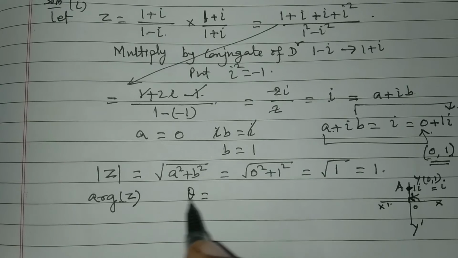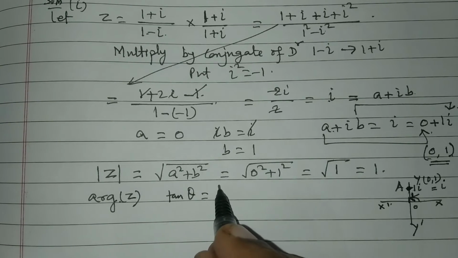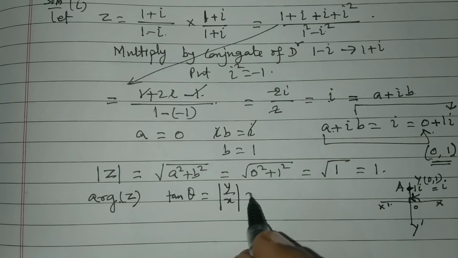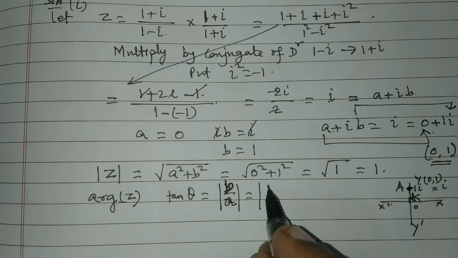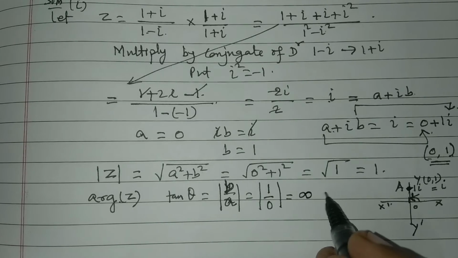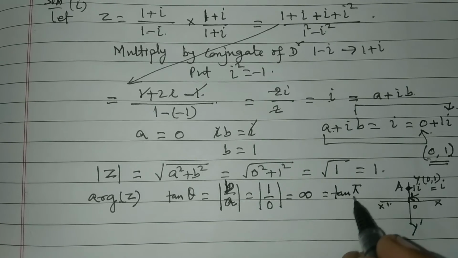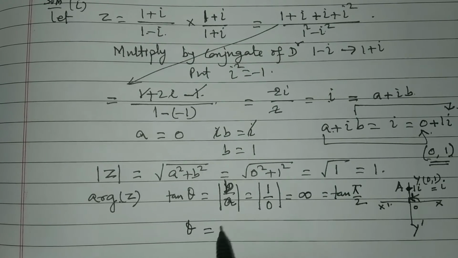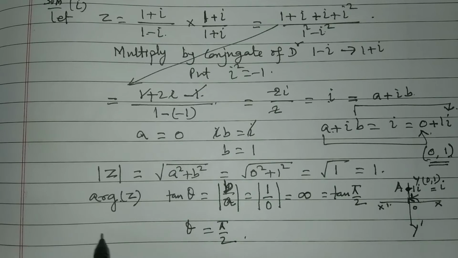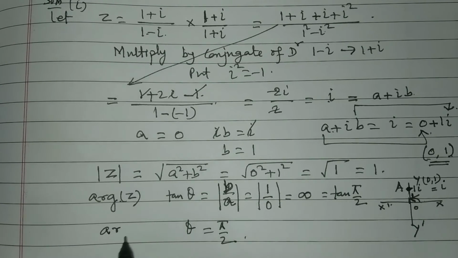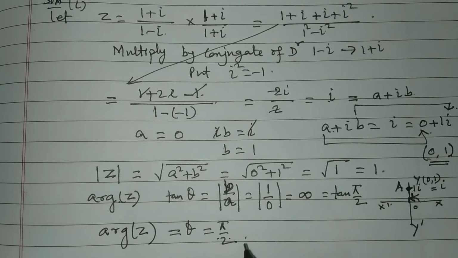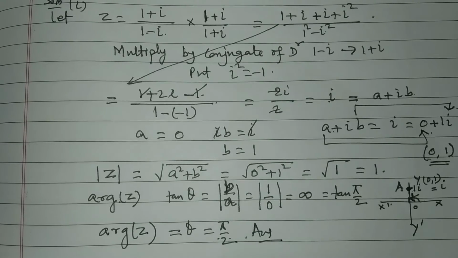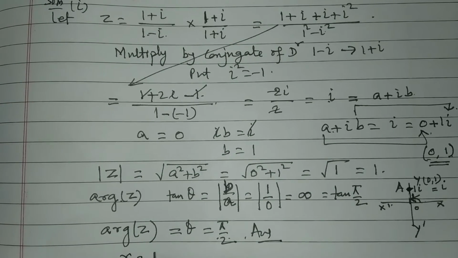So we will write tan theta is equal to mod of y by x, or here b by a, sorry. So b by a, where b is 1 and a is 0. As you know, it is undefined, and tan pi by 2 is undefined. So theta is equal to pi by 2. Therefore the argument is equal to theta, arg z is equal to theta, and it is pi by 2. So the answer is pi by 2 for the argument, and the modulus is 1.